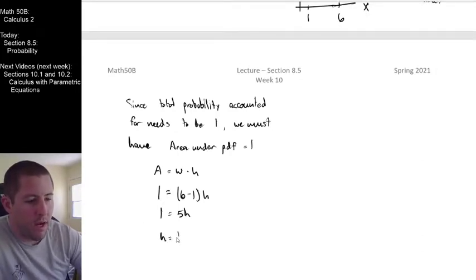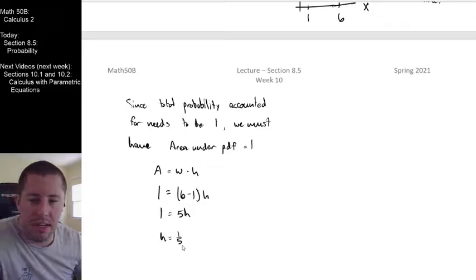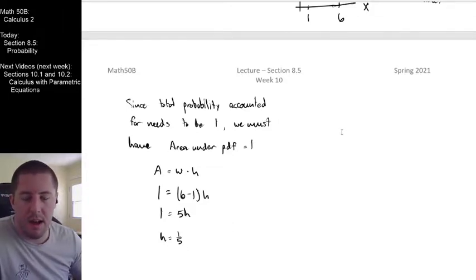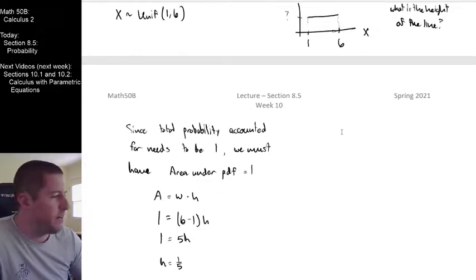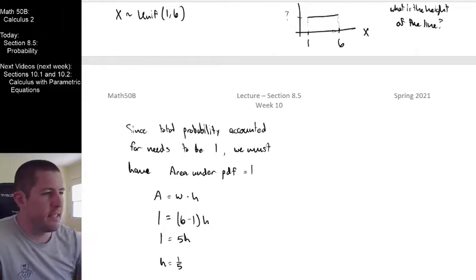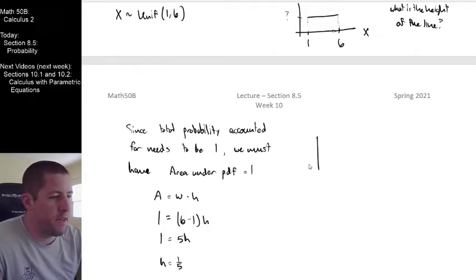That's a little bit weird, because I feel like you should be thinking something more like 1/6, based on our previous example that we did. But let's roll with it. This height of 1/5 seems to be what I would need to give myself a probability distribution function. So I think I've got a good graph for what's going on here.